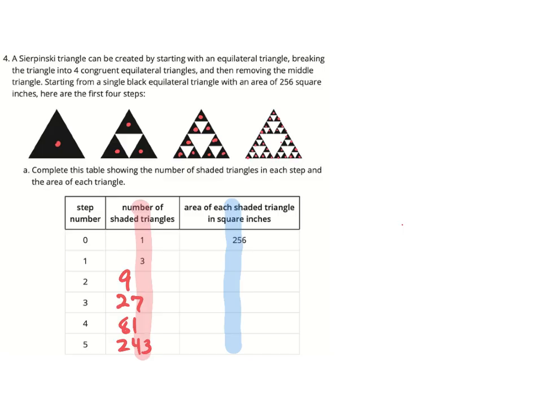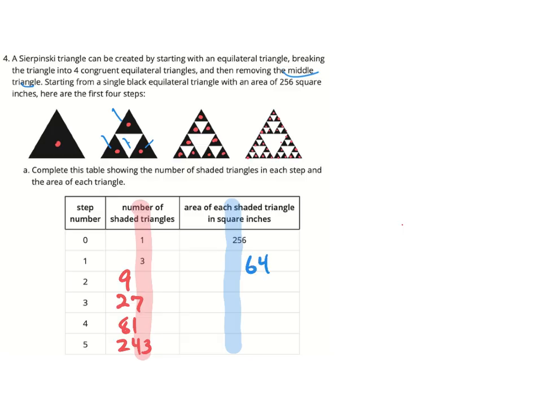Now, for something a little bit more challenging. The black triangle is an actual triangle. The white triangle is what was cut out. That's why it says "removing the middle triangle." So basically, we cut this into 1, 2, 3, 4 different triangles. That means we took the area and divided it by 4. So 256 divided by 4 is 64.